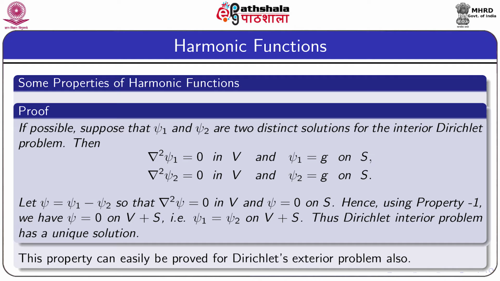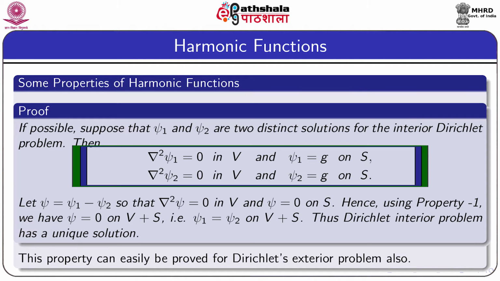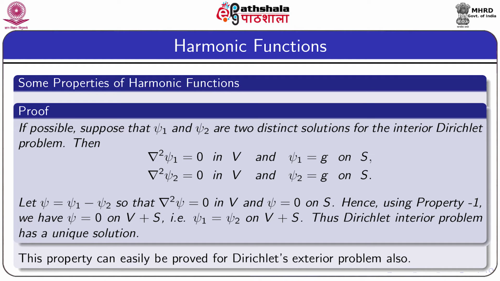So, if possible, let there be two different solutions psi 1 and psi 2 for the interior Dirichlet problem. That means psi 1 will satisfy the Laplace equation grad square psi 1 equals 0 in V and psi 1 equals some known function g on the boundary S, and there is another solution psi 2 which will satisfy the Laplace equation grad squared psi 2 equals 0 in V and psi 2 equals g on S.